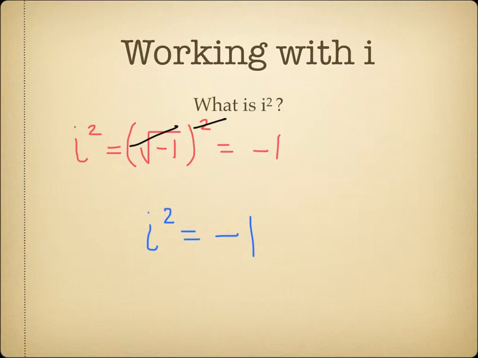Okay, and that's going to come in handy because there's going to be times that you want to take an imaginary number and make it not an imaginary number. And notice that -1 is not an imaginary number. It doesn't have an i on it. So if you take an i and square it, you can change it from imaginary to real. Okay.